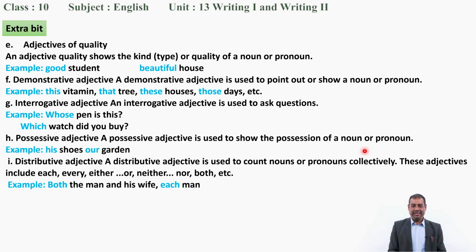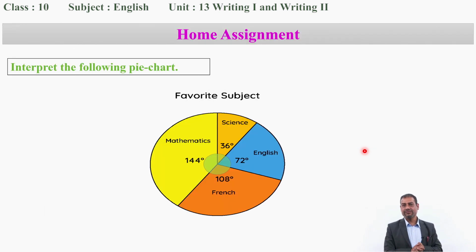Good job. If so, now finally I have a task for you that you have to do at your home in your free time. And this is: interpret the following pie chart. Now you can find favorite subjects of different students like science, English, French, and mathematics. Please interpret it as we have practiced in our today's class.